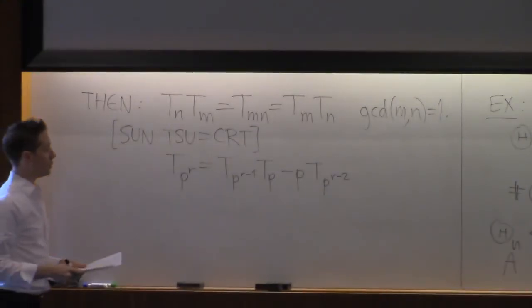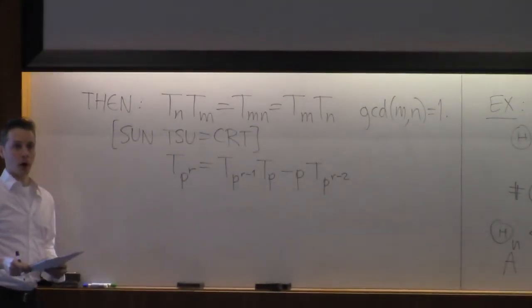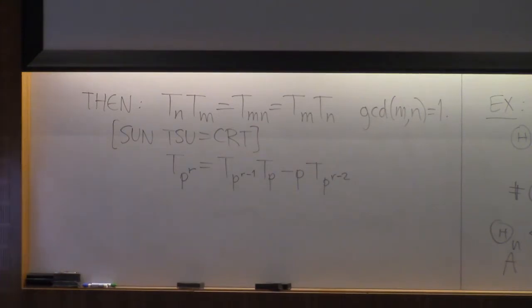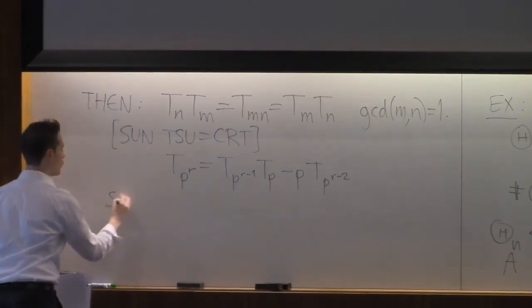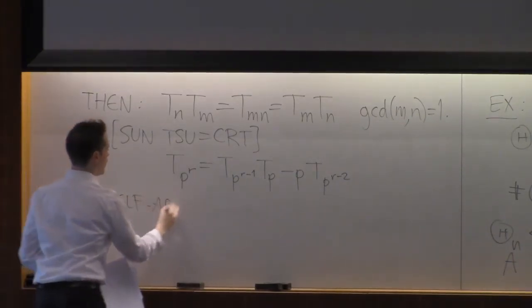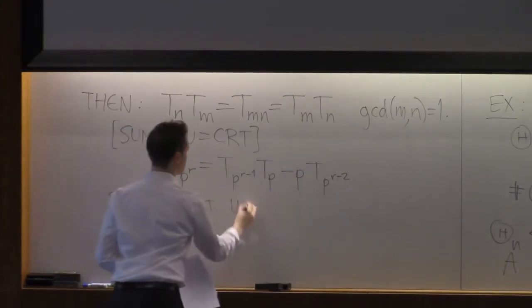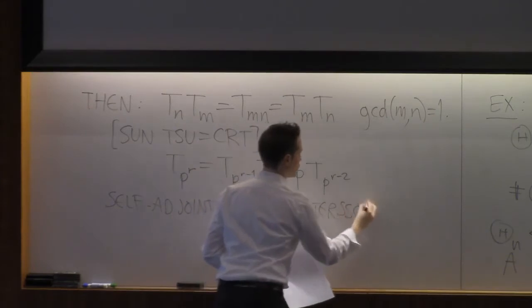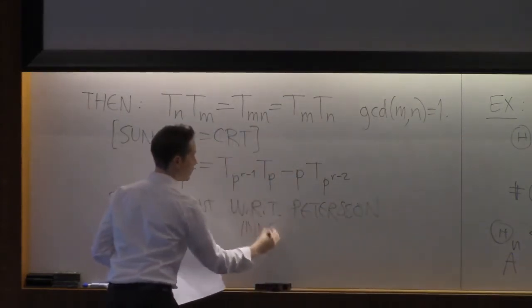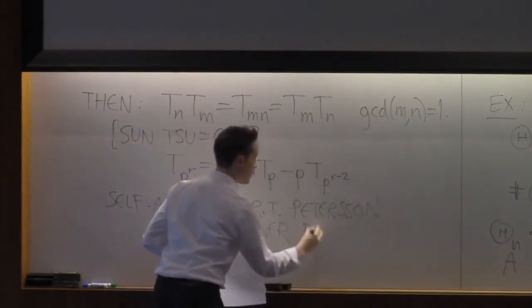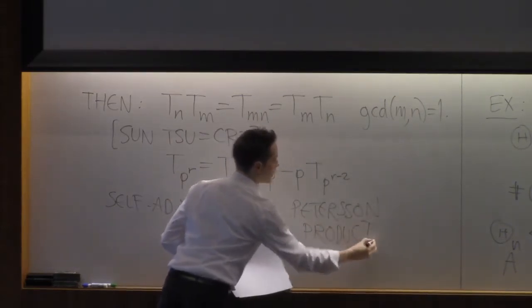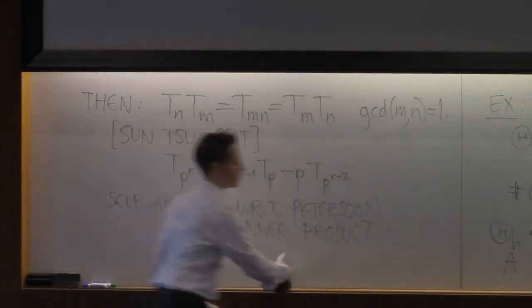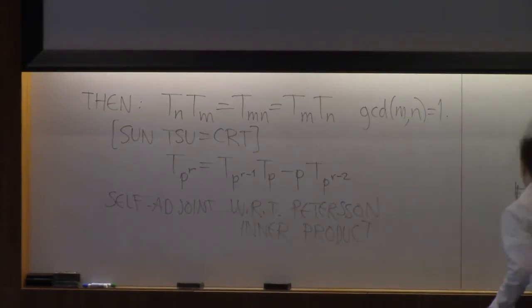So when you have a bunch of commuting operators on a space, if these operators were diagonalizable, then you have a common eigenbasis, and it's even true that these are self-adjoint with respect to a natural inner product. The Petersson inner product is obtained by integrating. If you guys want to see the definition of the inner product, I can write it down, I guess.